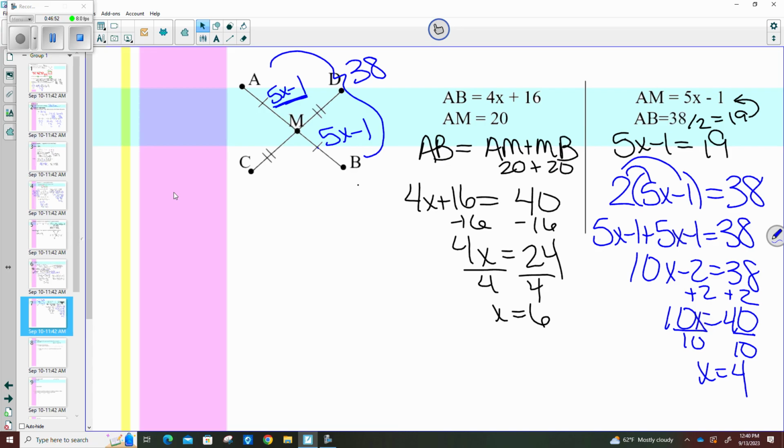Same answer. What you have to do is you look at a problem and go, okay, is it easier for me to take the whole and cut it in half and just set the halves equal, or to add the two halves to get to the whole? And a lot of times that depends on what kind of number the whole is. If the whole is an expression, like a 4x plus 16, I don't really want to cut that in half. It's too much algebra-ness. But if the whole's a 38 or a 40 or a 20, that's easy to cut in half. Maybe I do want to do that. So you just got to look at it to analyze which one's the easier way to do it. Does that make sense?